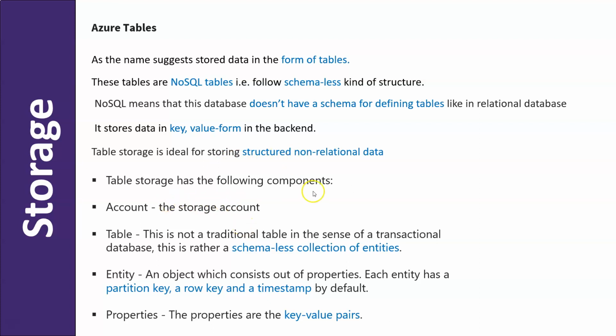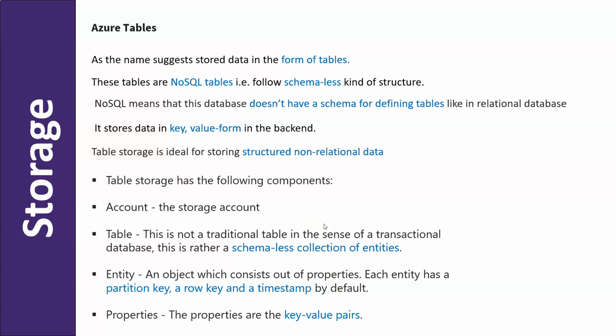If you talk about the key components, we always need to have one storage account, then a table, then an entity. So an entity is kind of a row or a record in your RDBMS. The unique thing about an entity is that every single entity will have a partition key, row key, and a timestamp. And then we have properties. Properties are like key value pairs, the data that you want to keep.